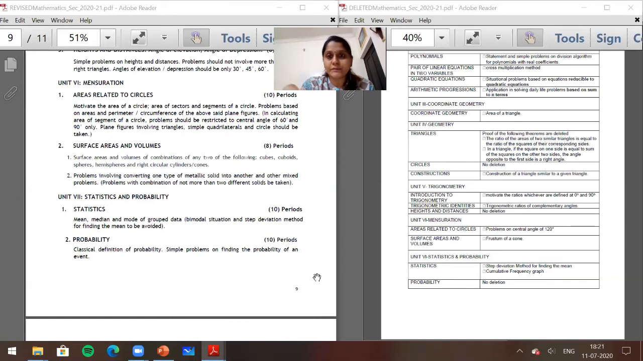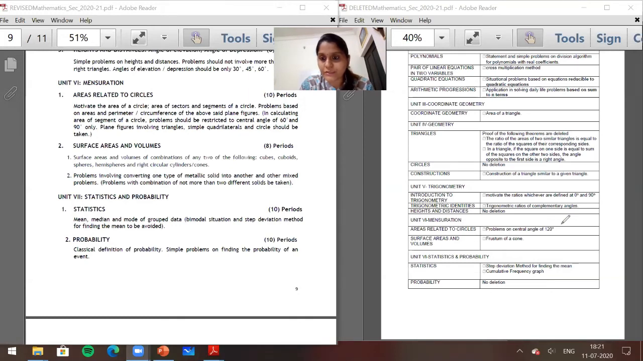So that part is removed. Only the problems with a central angle of 120 degrees are removed. All other topics are kept. Good, not a problem, because this chapter is again calculation based and a very scoring chapter.